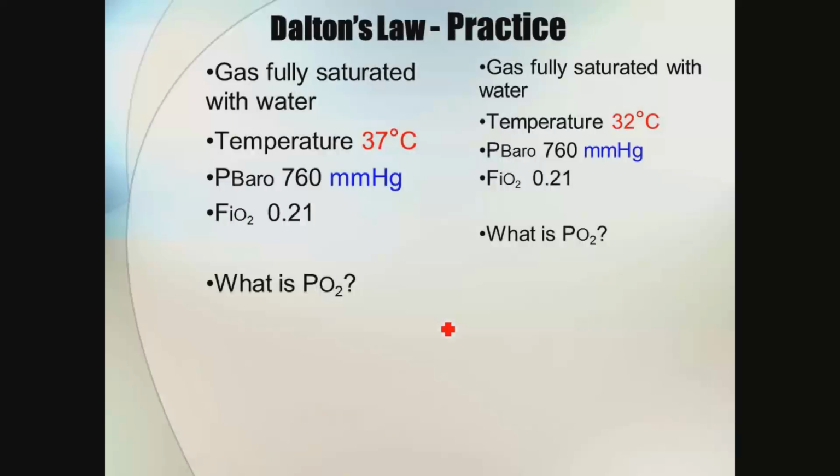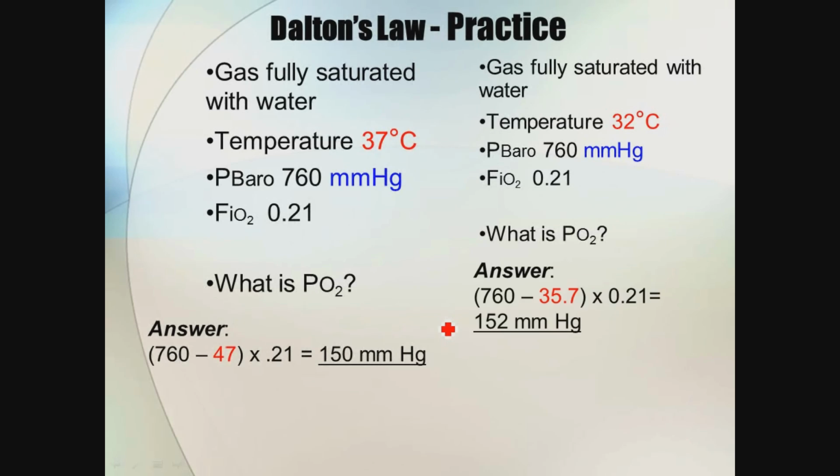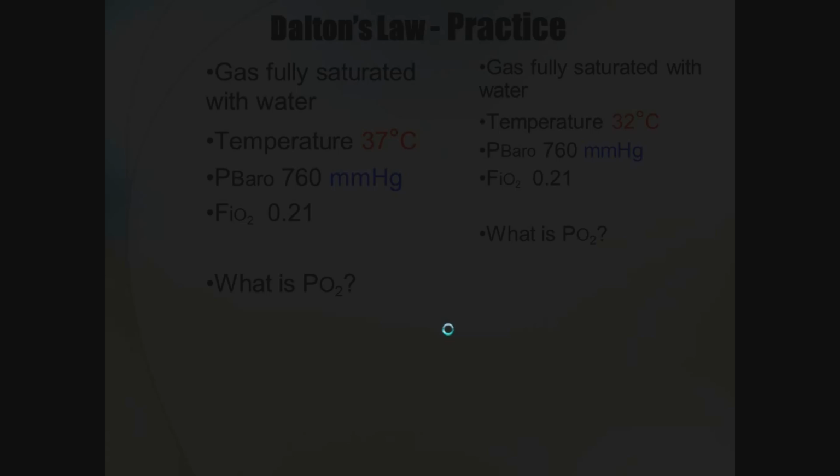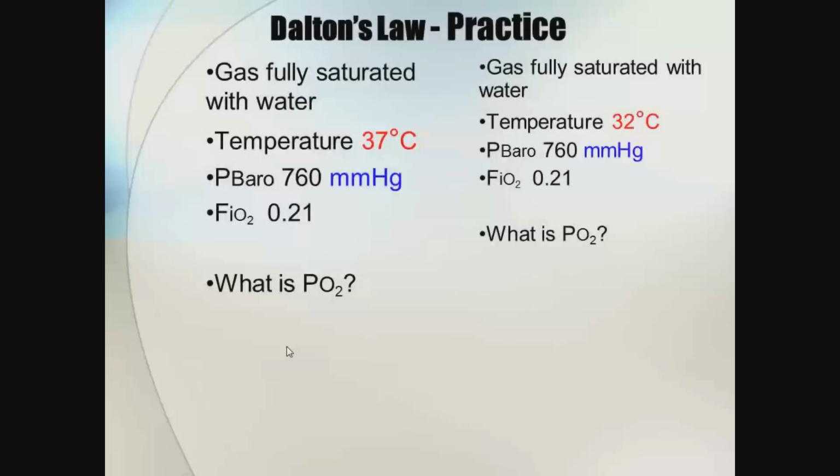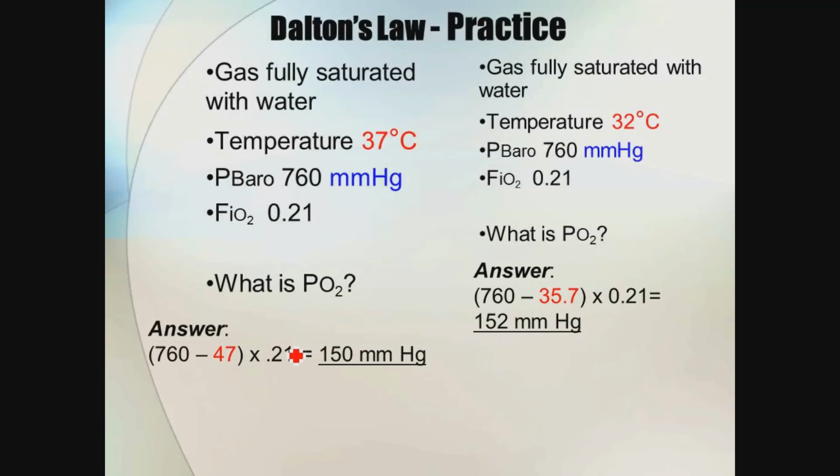So here I have examples where I'm at two different temperatures, everything else is equal. Here I subtract 47 degrees. Here, because my body temperature is a little bit less, I only subtract 35.7. Where did I get that 35.7? From the chart. 32, 35.7. Okay. For our purposes, typically we just consider the patient to be normothermic.